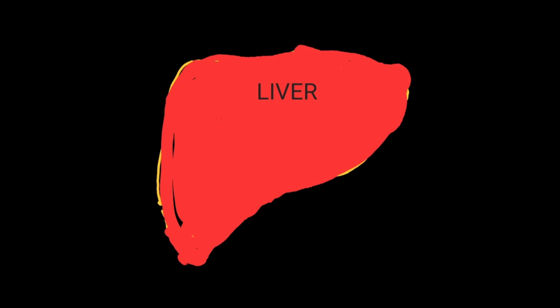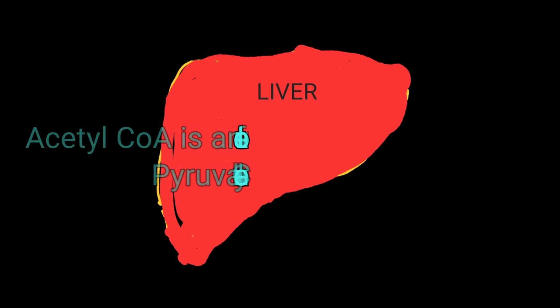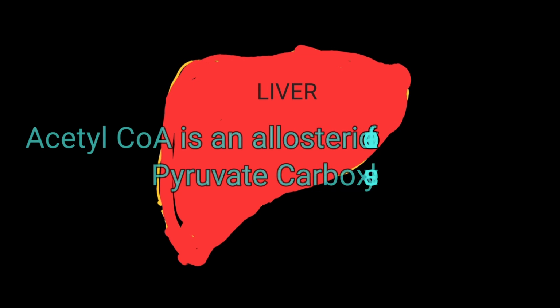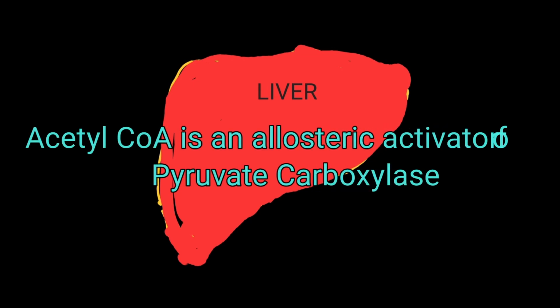Another important allosteric regulator of gluconeogenesis is acetyl-CoA. Acetyl-CoA in the liver will accumulate due to beta oxidation of fatty acids by the liver, using the fatty acids as a source of energy. Acetyl-CoA thus produced will activate the first bypass enzyme in gluconeogenesis, pyruvate carboxylase.